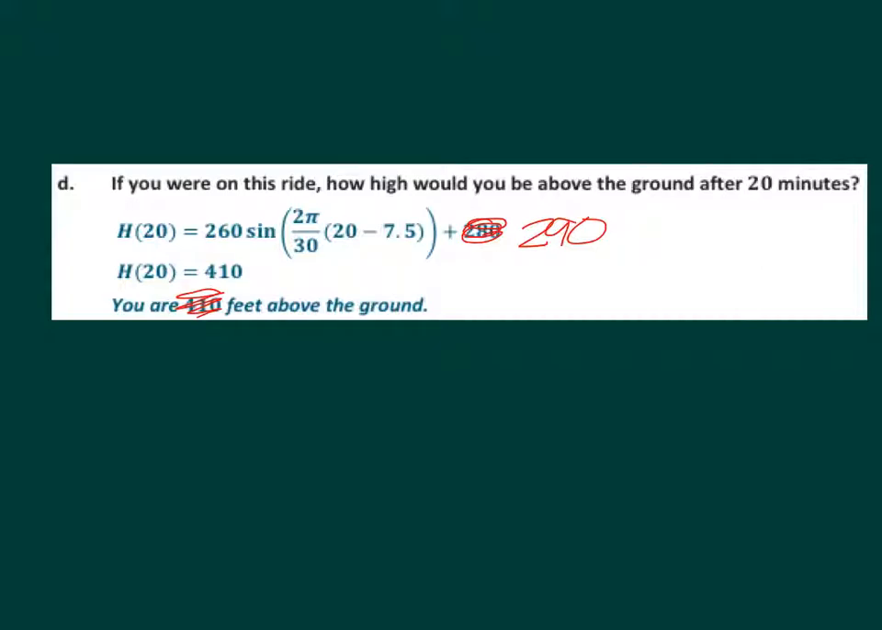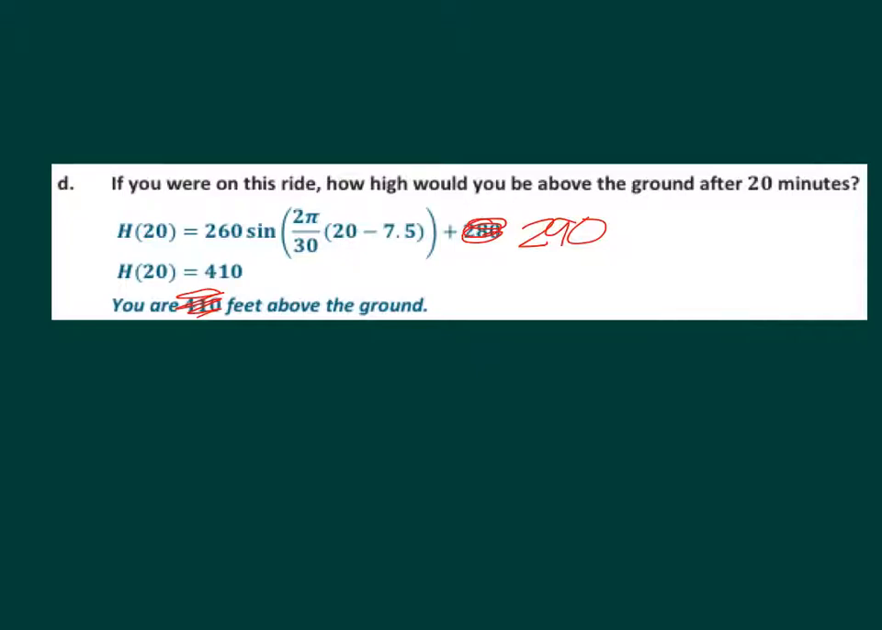260 sine, and then you're going to have to put in a parenthesis after that initial parenthesis. And you can put pi over 15. Second caret is pi divided by 15. Close that quantity and then put in another quantity of 20 minus 7.5. Close that quantity and then close again. And we should come up with a plus 290 at the end of it. Okay, so what do you come up with for a final answer?